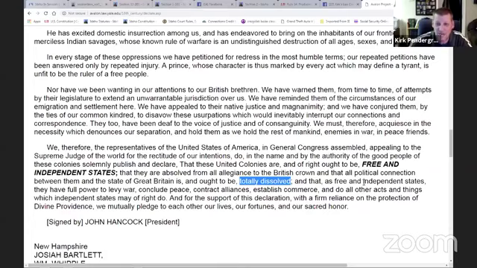And that as free and independent states, they have full power to levy war, conclude peace, contract alliances, establish commerce, and do all other acts and things which independent states may of right do. And for the support of this declaration, with a firm reliance on the protection of divine providence, we mutually pledge to each other our lives, fortunes, and sacred honor.